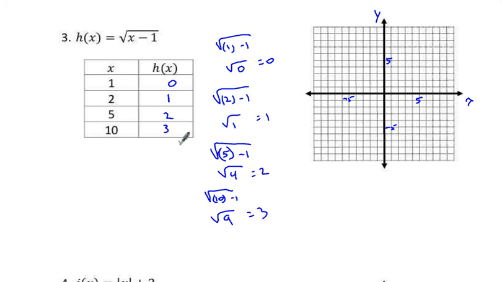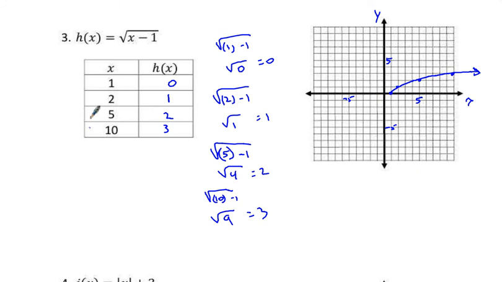So the x values were fortunately given to us in a way that gave us perfect squares, and we don't have to deal with finding decimal or fractional portions of this very small grid. So 1, 0, 2, 1, 5, 2, and 10, 3. This is just the top half of a sideways parabola, so the arrow would continue to the right forever. But this is a starting point at 1, 0.